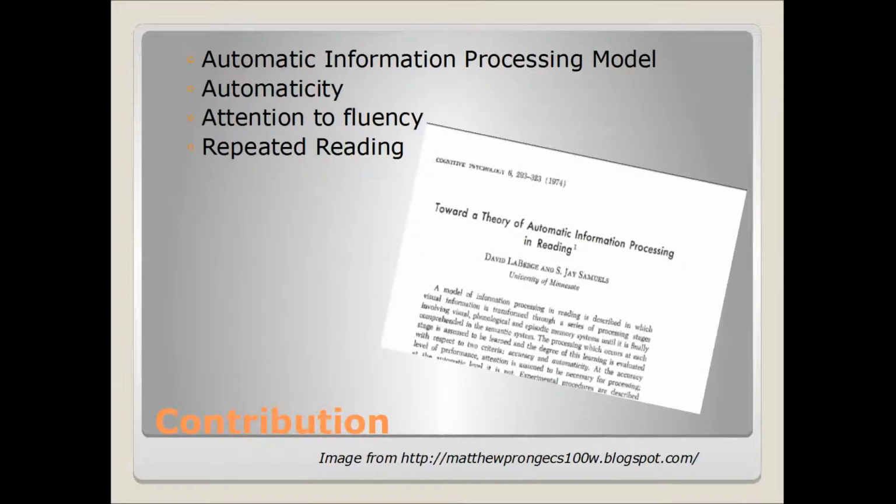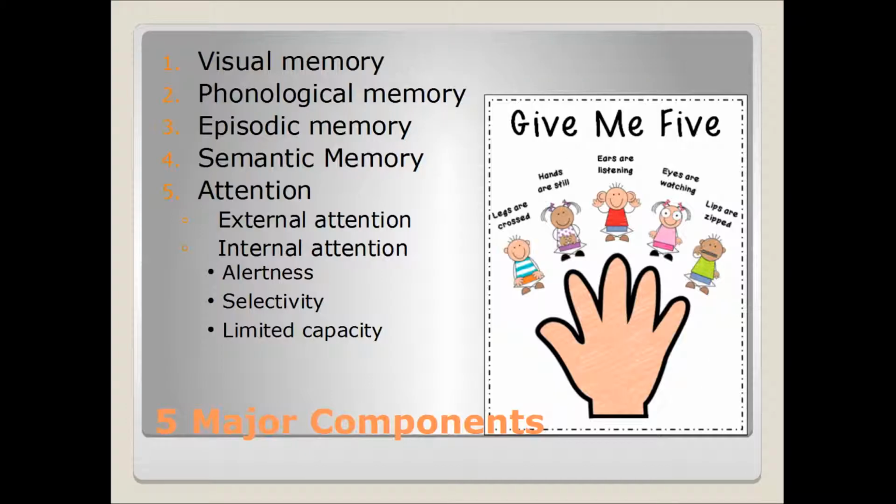In the 1970s, the automatic information processing model began popping up throughout reading methods texts. In this article, Toward a Theory in Information Processing in Reading from 1974, LaBerge and Samuels coined this concept called automatic information processing, or what you may know as automaticity.